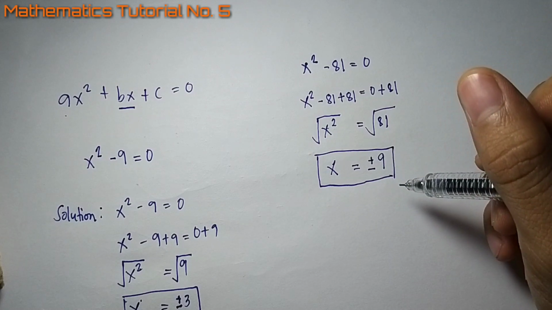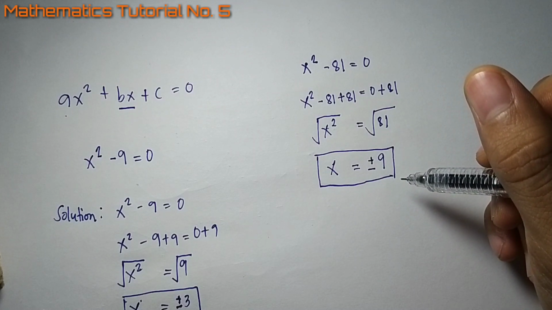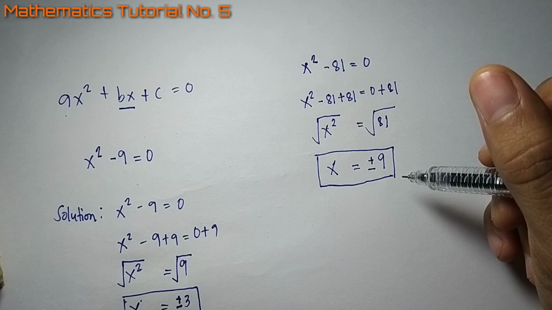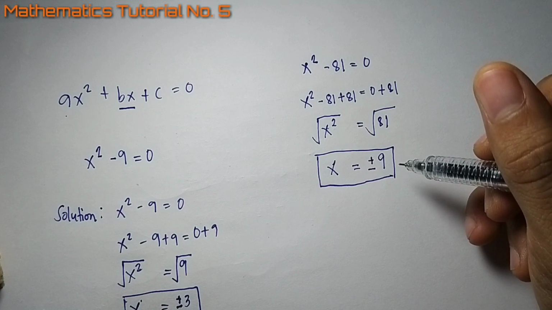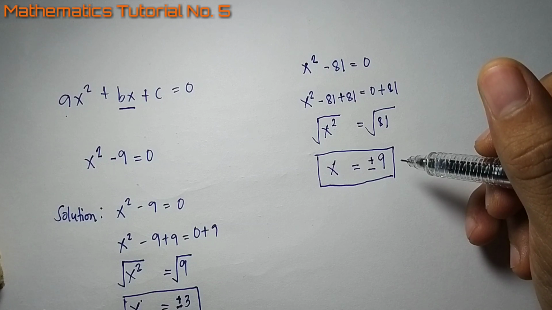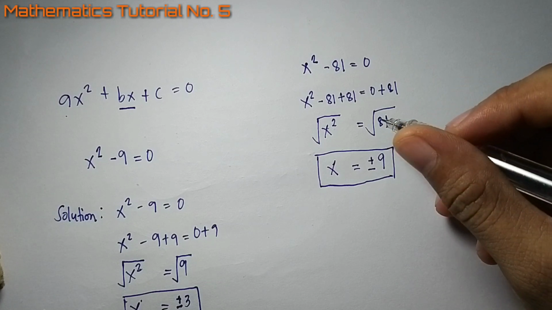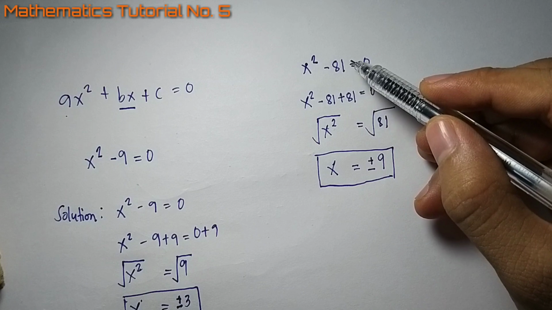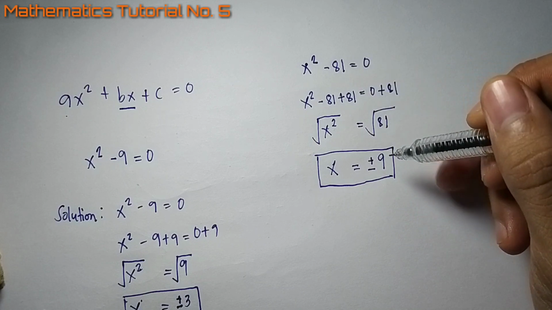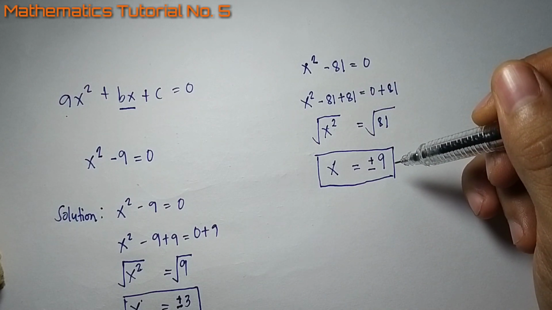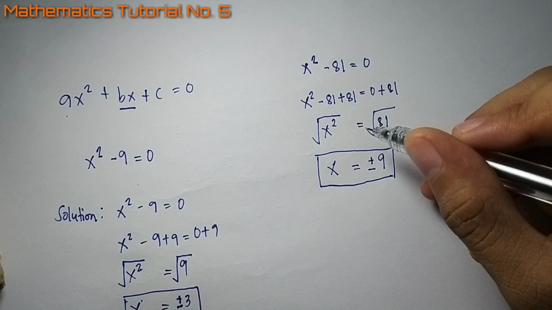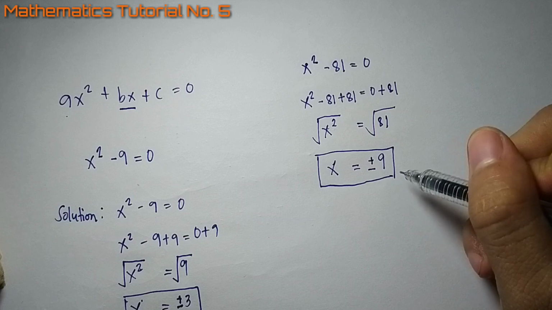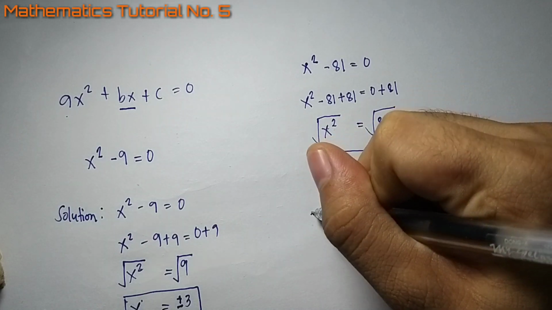Pwede siyang tawagon nato nga solutions of the quadratic equation. Pwede pod natong tawagon nga roots of the quadratic equation. Parehas ra ang pasabot ana. So ang atong roots ani nga equation, x squared minus 81 is equal to 0, kay positive 9 og negative 9. So let us check kung insakto ba ang atong solusyon nga positive 9 ug negative 9. So mag-checking na pud ta.